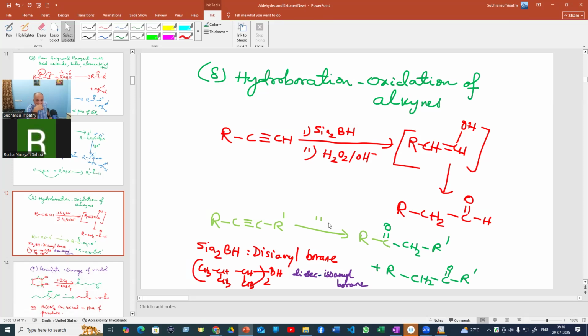Write down: dicyamyl, this is cyamyl. That is di. This is 2. For 2, it is di. Sec isoamyl borane. There is a secondary carbon here, CH. Secondary alkyl group here, and also iso. So, di-sec-isoamyl borane.